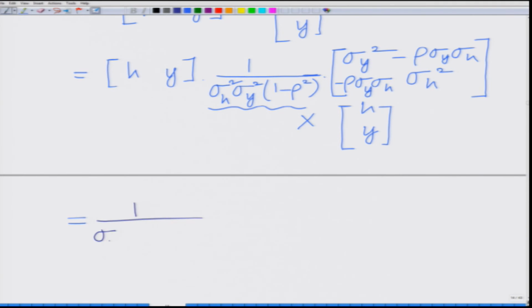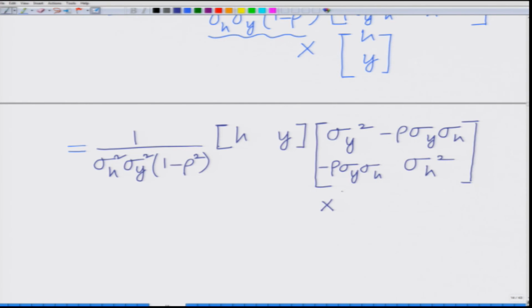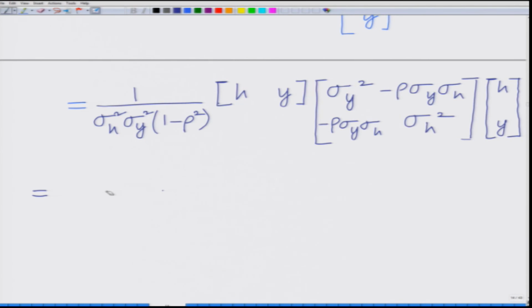So, this is 1 over sigma h square sigma y square into 1 over 1 minus rho square, into the row vector h y times this matrix, which is sigma y square, minus rho sigma y sigma h, minus rho sigma y sigma h, sigma h square, times the column vector h y. Now I can simplify this expression.